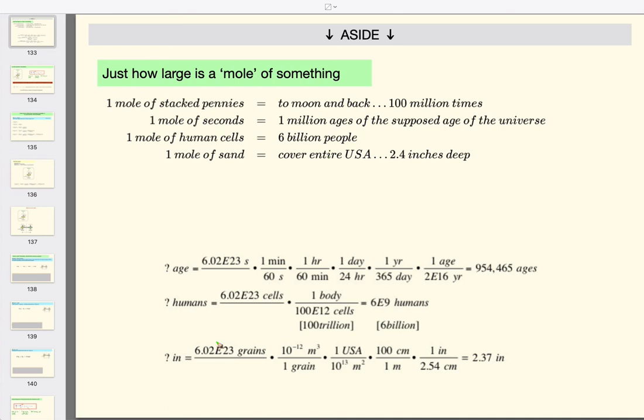You can also see sample problems here for the grains of sand, and you can also see it for the age of the universe. Dimensional analysis is a very powerful tool, and not only is it useful, but for what we're doing in this chapter, it is critical.